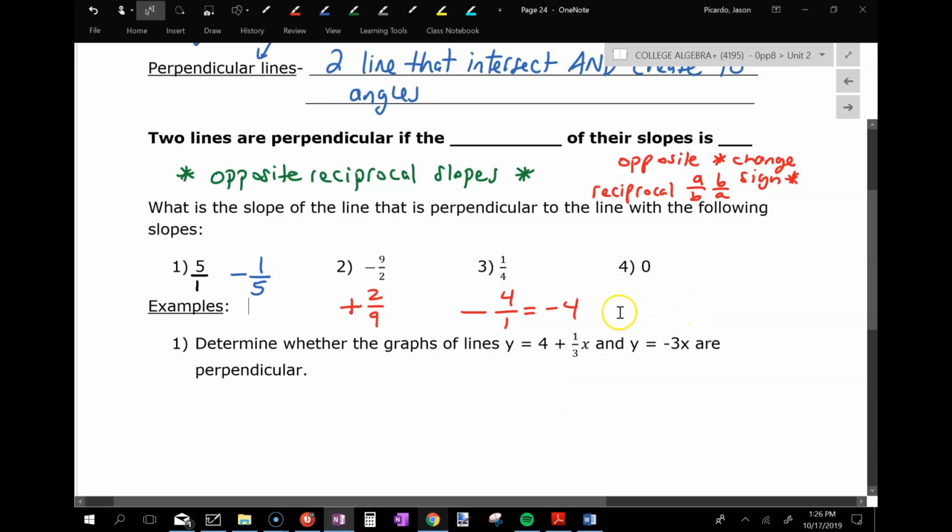Make 0 a fraction. 0/1. Now, here's the thing. This is the special case. Okay, this is the only special case.